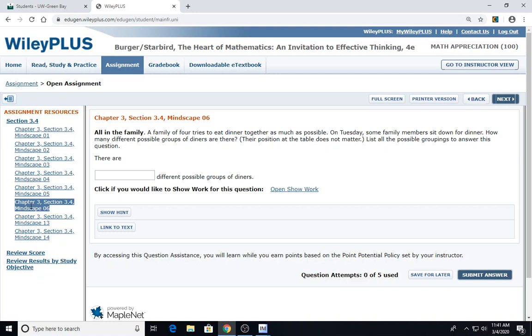And then number 6 was in our notes too, but really in a different way. So number 6 reads, all in the family, a family of 4 tries to eat dinner together as much as possible. On Tuesday, some family members sit down for dinner. How many different possible groups of diners are there? So this is actually the power set that we did the very first part of class where you have 4 suits. So we made all the subsets of the 4 suits that we could.